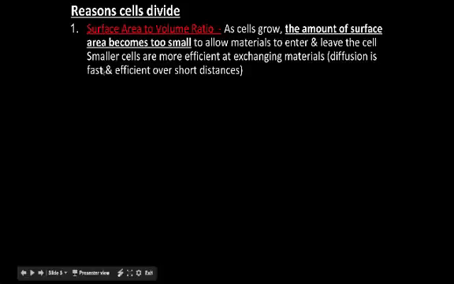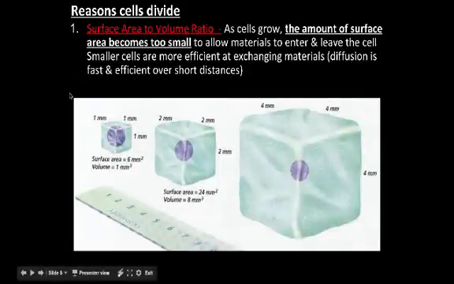Smaller cells are more efficient at exchanging materials, which means diffusion is really only fast and efficient over short distances. As a cell gets larger, the amount of surface area isn't large enough to take in the amount of materials the cell needs. So you can see this quick, easy picture here. We're just looking at cubes right now to model a cell.